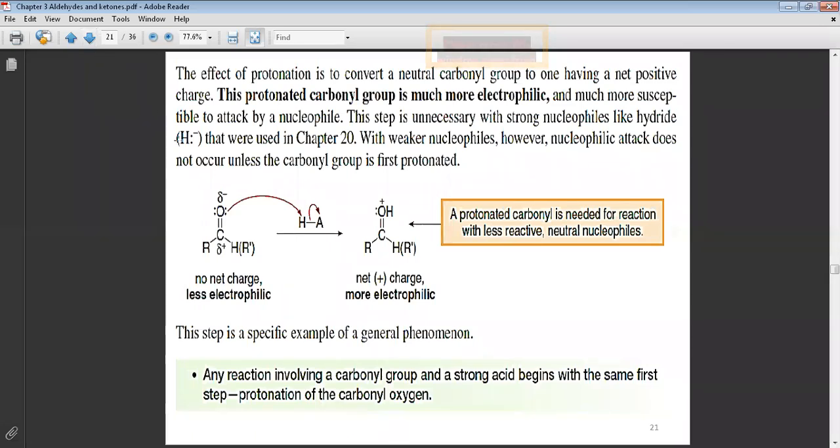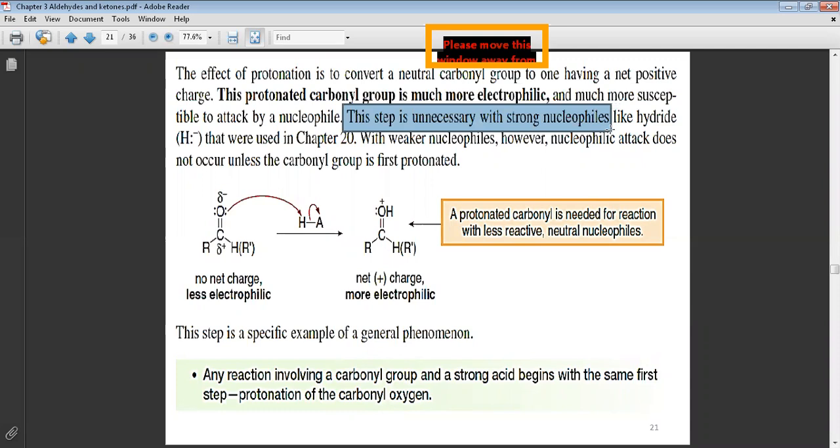Of course, I explained before the effect of the protonation: it converts the neutral or partially positive carbon to one having a net positive charge. It will be positively charged here, and then by resonance it gives you a full positive charge. That is the working of the acid here. This protonated carbonyl group is much more electrophilic and much more susceptible to attack by the nucleophile. Look, this step is unnecessary with a strong nucleophile.